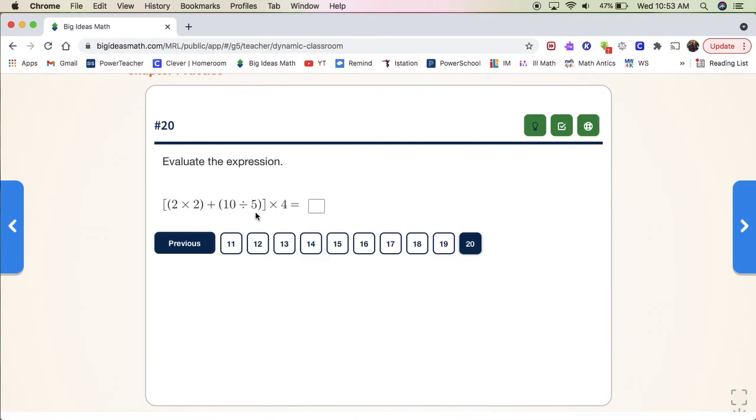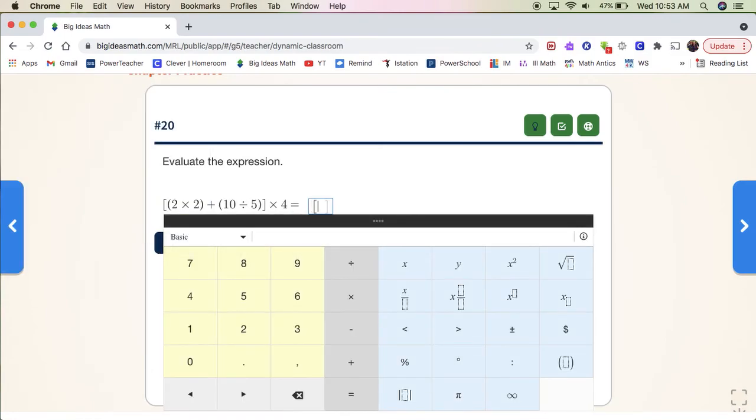We've got 2 sets of parentheses inside our brackets. We're going to start with inside of our brackets, inside the parentheses. So we've got 2 times 2, which is 4. Then we've got plus 10 divided by 5, which is 2. We're going to close our bracket, and we're going to take that whole thing and multiply it by 4. See what that equals. So 4 plus 2 is 6. We have 6 times 4, and our answer is 24 again.